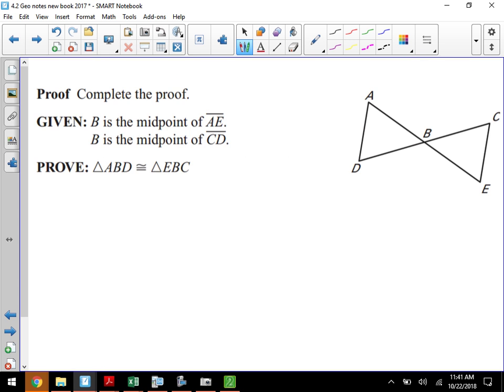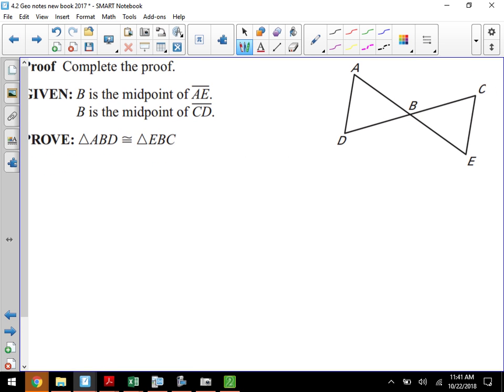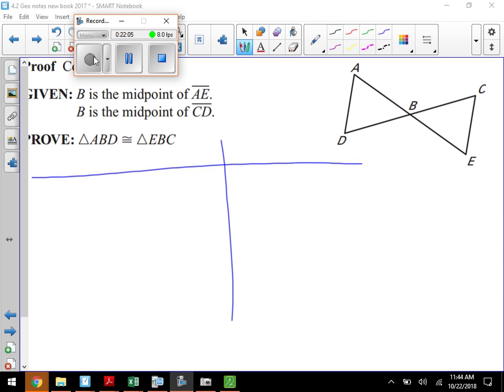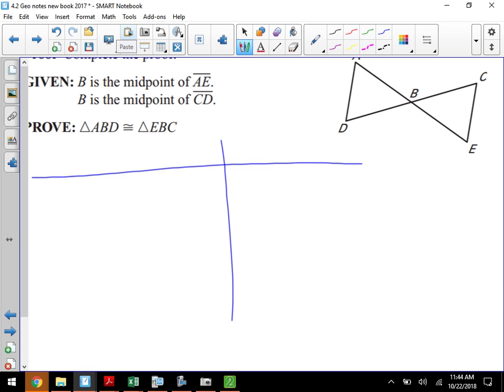All right. You guys do this one. Take 5. What was the first thing you wrote down? Yeah. B is the midpoint.